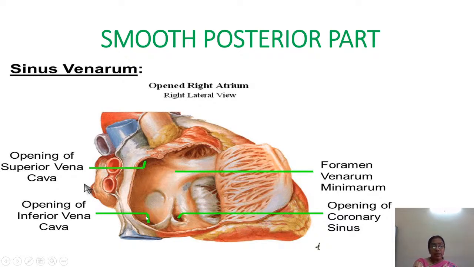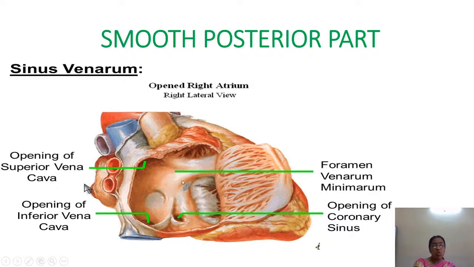Next, at the lower part, you can see the opening of the inferior vena cava, which is guarded by a valve called the Eustachian valve. Next, beside this one, you can see one more opening, which is called the opening of the coronary sinus, guarded by its own valve.